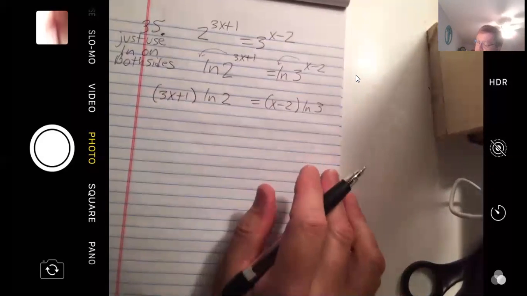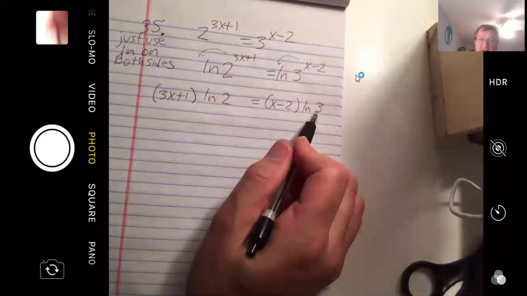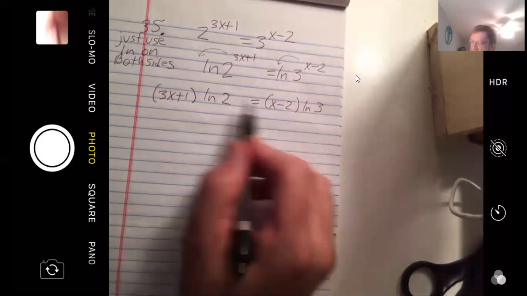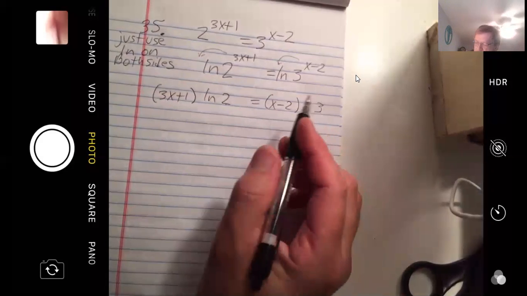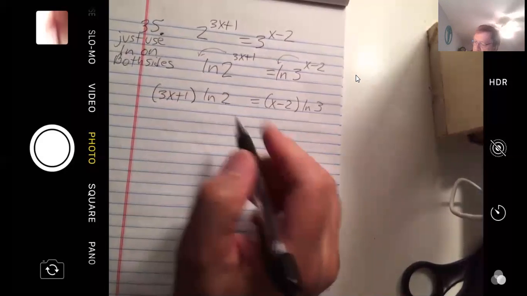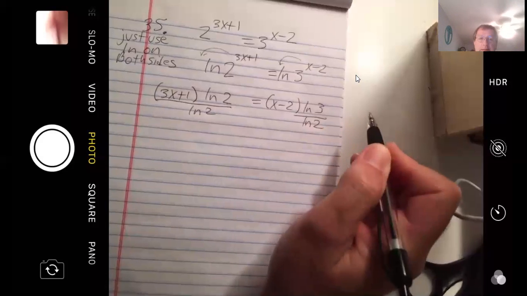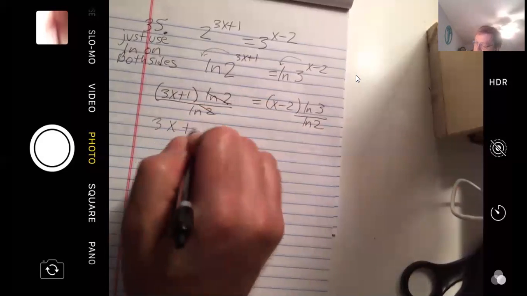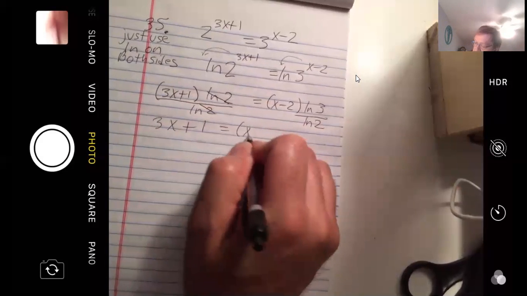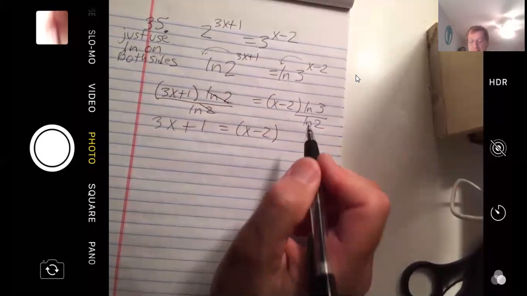Now, I could go ahead and punch in the decimals for these, but then you get nasty decimals on both sides. There's several ways to play it. To keep the nasty decimal on one side, I'm going to go ahead and just divide by the ln of 2. That'll cancel this, 3x plus 1. x minus 2, and now I will punch and get the one nasty decimal here.